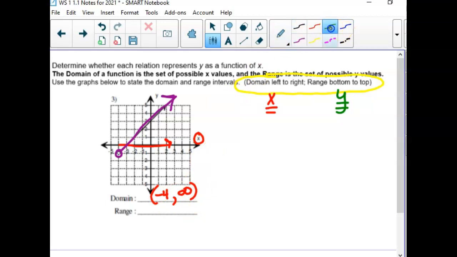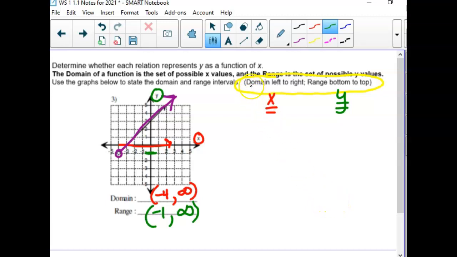All right, when we go to do the range, we're talking about the bottom to the top. What is the lowest Y value? Again, your Y values are here. What is the lowest Y value that we have? -1. Again, it was an open circle, so we have a parenthesis. And the purple goes up, up, up, up, up, so we say the Y values go up forever. If you can just remember, domain is X and it's left to right, and range is bottom to top and it's Y.